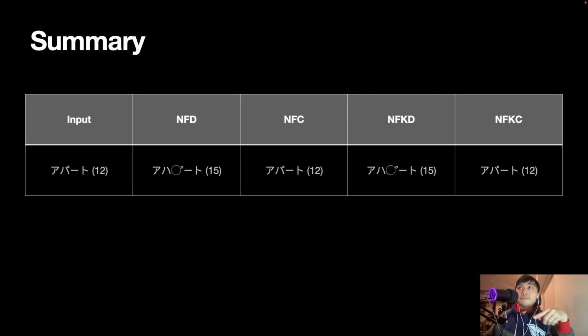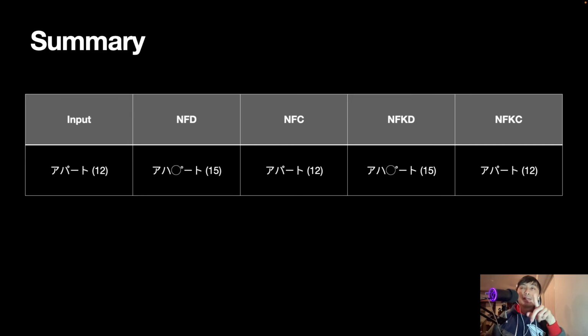So let's compare the results of all algorithms. The first one is if we give the input that we want to normalize, the normal width or the full width of apartment. The number after that represents the length of the string.